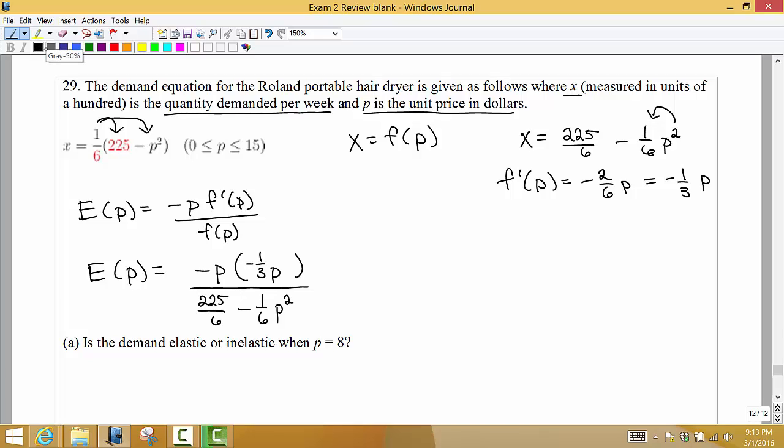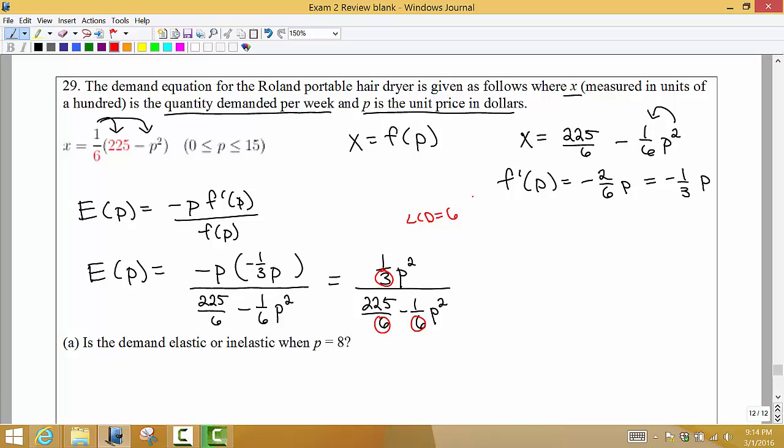Now I want to make this look a little bit nicer. There's a trick here. First of all, let's multiply across the top. We get positive 1/3, because a negative times a negative gives us a positive, and then P times P is P squared. I notice that I have little fractions within my larger fraction. So I'm going to multiply by the LCD of all of those denominators within that fraction. So I have 3, and I have 6, and I have 6. So the LCD would turn out to be 6.